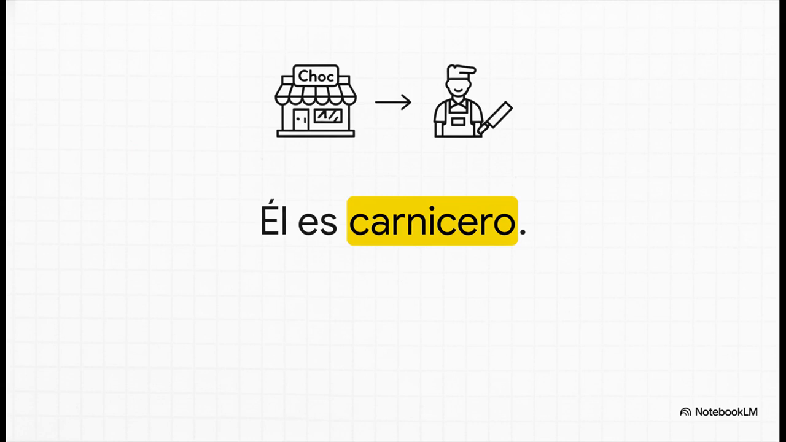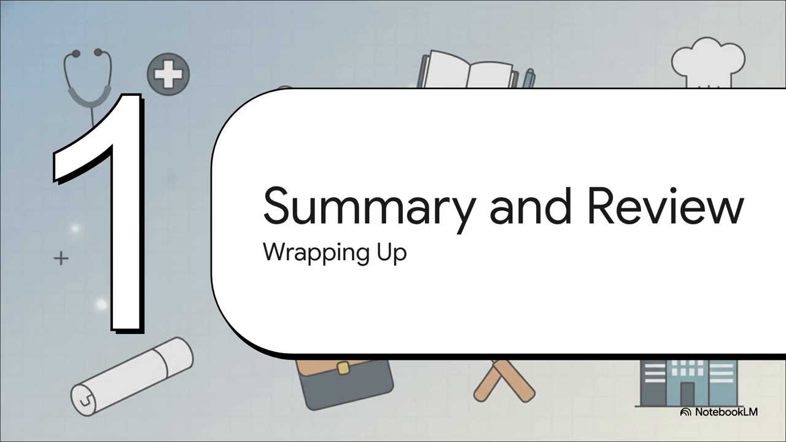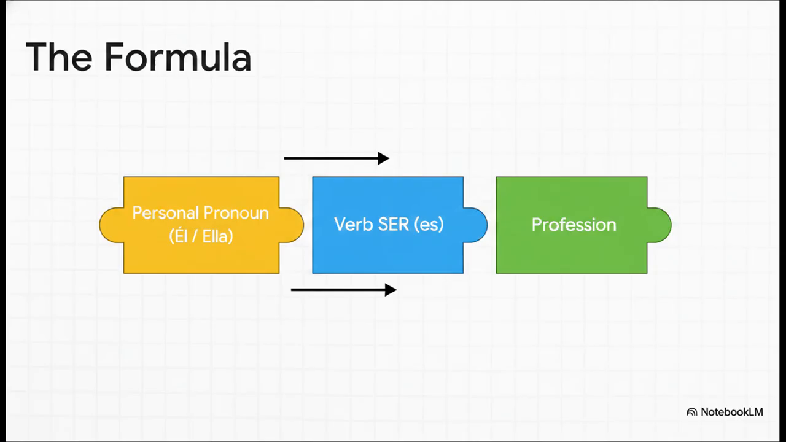That's a huge win. All right, Section 4, Summary and Review. Let's bring it all home. We have covered a lot of ground today, moving from just a raw vocabulary list to actually constructing real sentences that define people's identities based on where they work. Let's cement this grammatical formula so it stays with you long after this explainer ends.